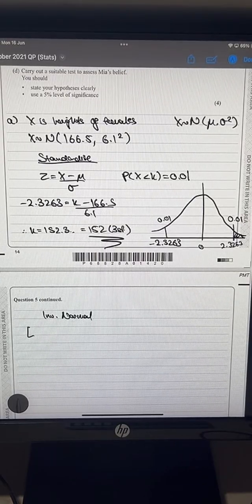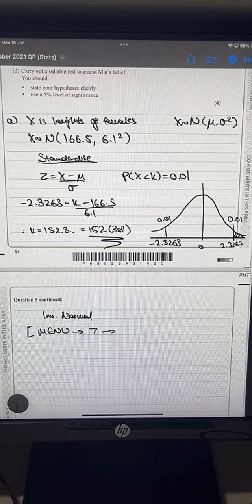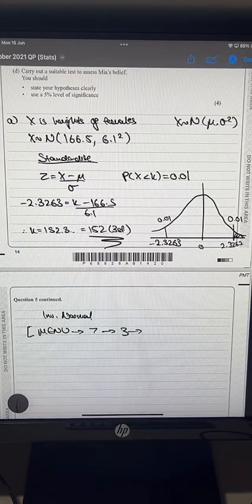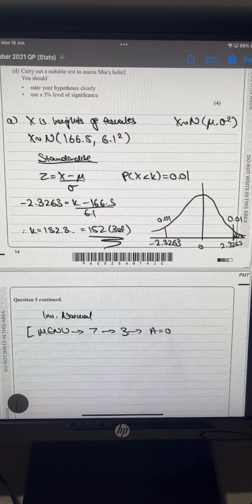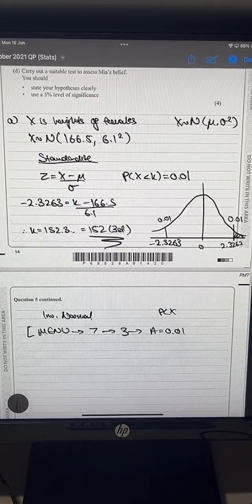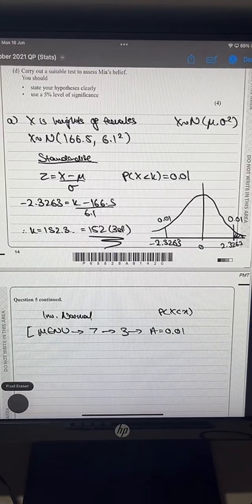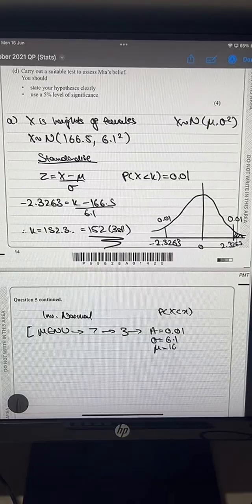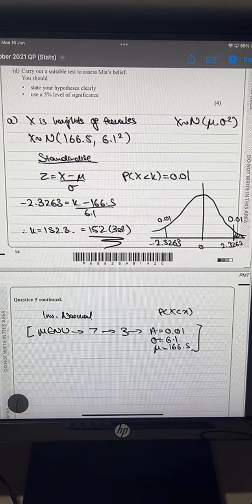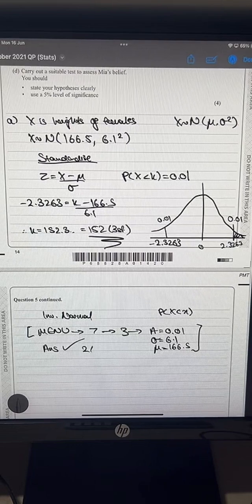So I'm going to show you the steps to do. So using your calculator, go into menu, then go into 7, which is the distributions. You need number 3, which is inverse normal. Then you put the area is 0.01, and remember this is X less than x. The sigma is 6.1 and mu is 166.5, and then you get the answer. And if you just put the answer only, you get 2 out of 2 as well.